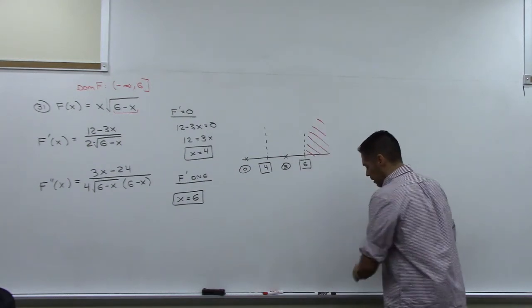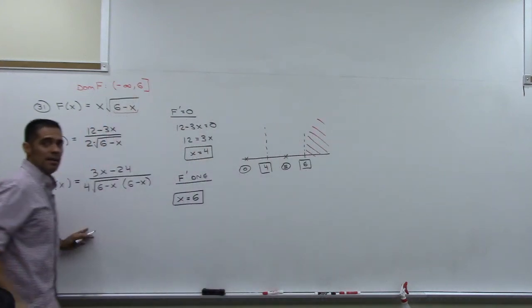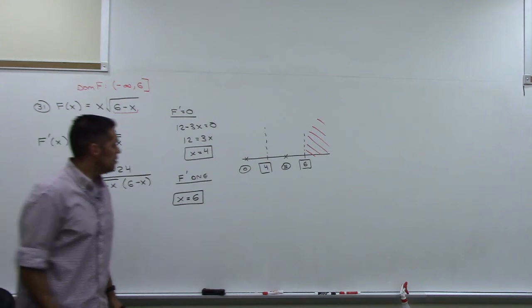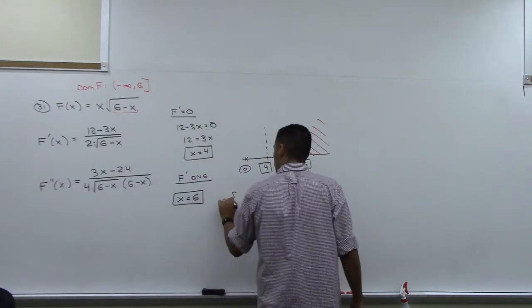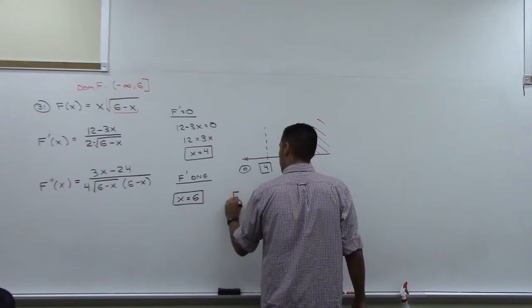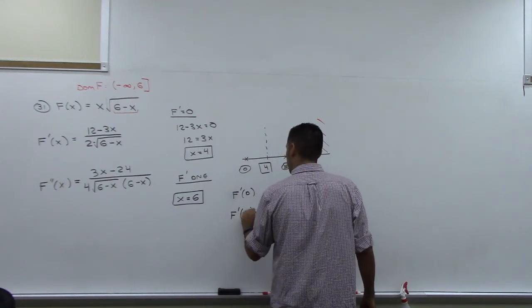Very good. That's right, because the domain of f does not include anything to the right of 6. So I can't look over there. All right? So that's it. I'm just going to plug in 0 and 5. So what is capital F prime at 0, and what is capital F prime at 5?